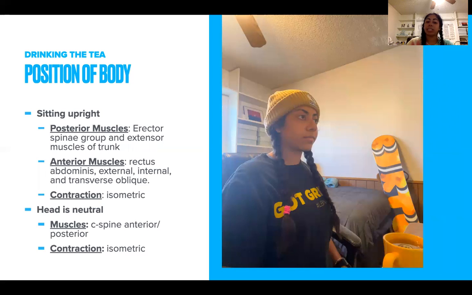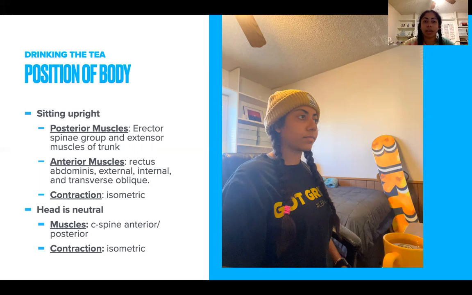In order to keep the head in neutral, it involves the muscles of the anterior C spine and the posterior C spine. The anterior C spine muscles include the sternocleidomastoid, the scalenes, and the prevertebral group, whereas the posterior C spine muscles include the splenius capitis, splenius cervicis, erector spinae group, suboccipital group, and the transversospinalis. These muscles work together in synergy of one another to produce an isometric contraction.